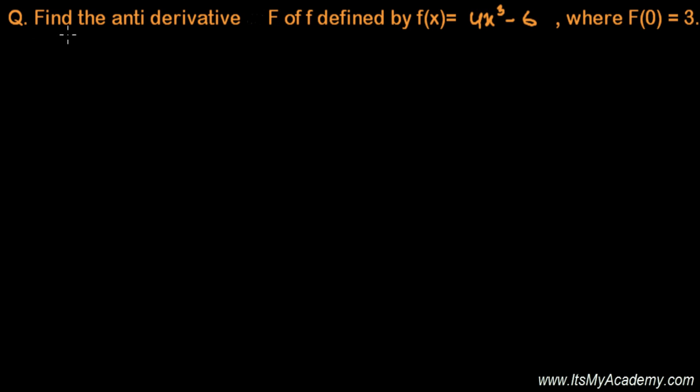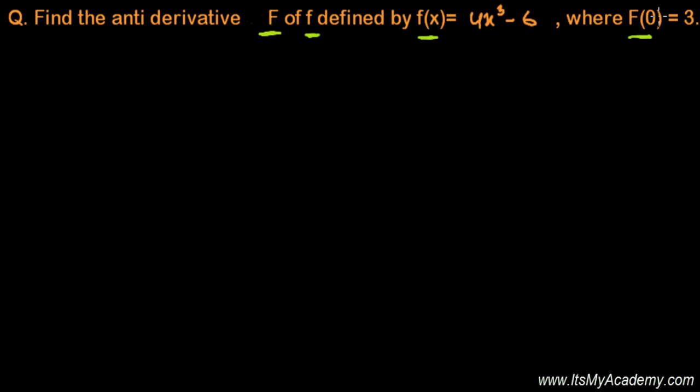The question is saying, find the antiderivative F. Keep in mind this is capital F. Find the antiderivative F of f again. It's a small f defined by small f of x equals 4x cubed minus 6, where capital F of 0 is equal to 3. So my dear friend, please pause this video and think for a second.